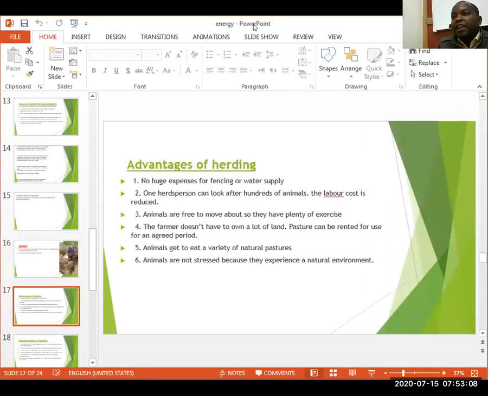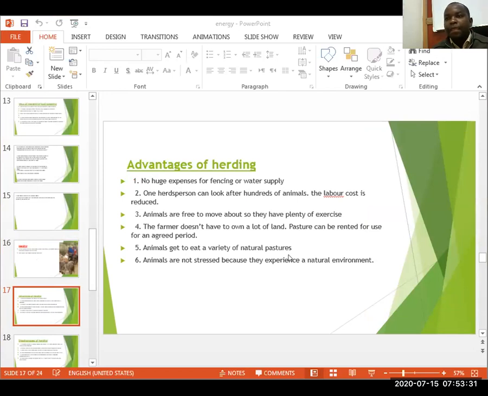Now we look at advantages of herding. What is the good thing with herding? Number one, no huge expenses for fencing or water supply. One herdsperson can look after hundreds of animals. The labor cost is reduced. Animals are free to move about, so they have plenty of exercise.